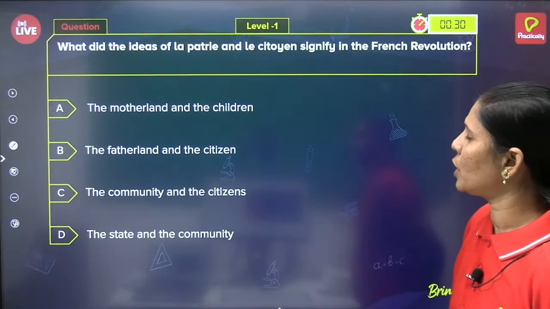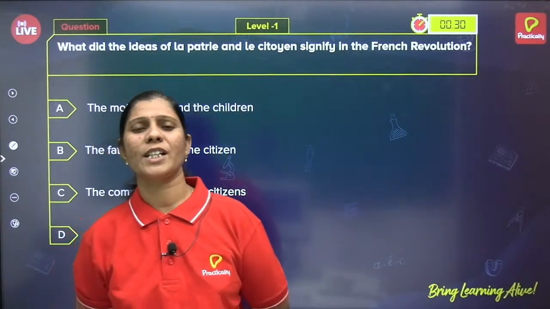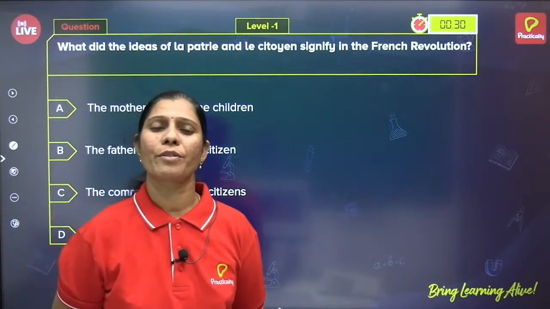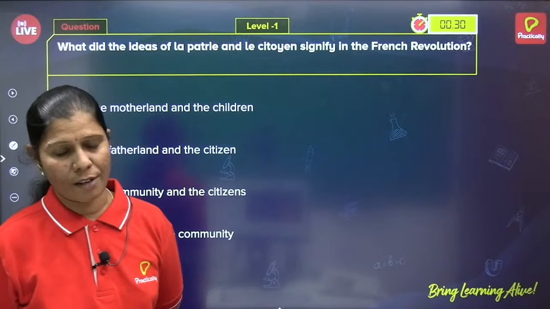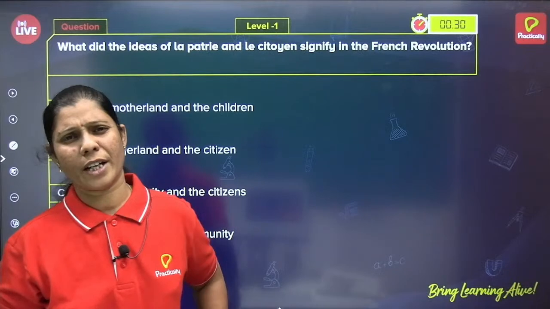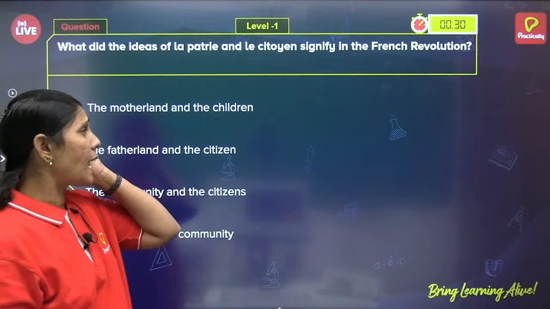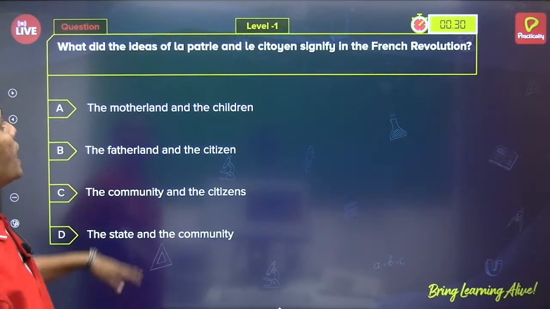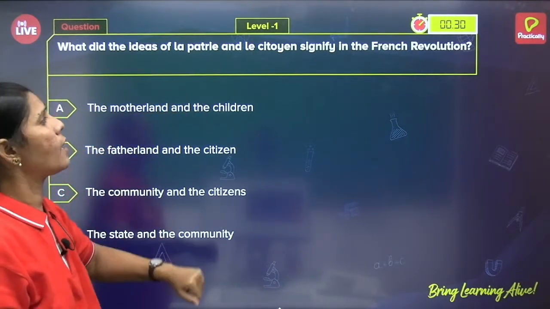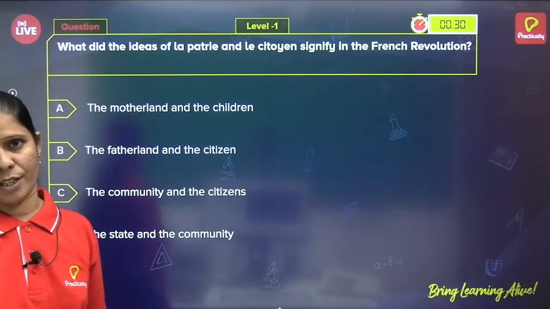Let us have another question here for you all. As we have discussed in the previous session regarding the French Revolution, there was a common identity. People started thinking about different types of ideologies. We even discussed in our previous class liberalism, radicalism, conservatives, and how the people of France were existing. So let us have a question on the French Revolution. What did the idea of La Patria and Le Citoyen signify in the French Revolution?